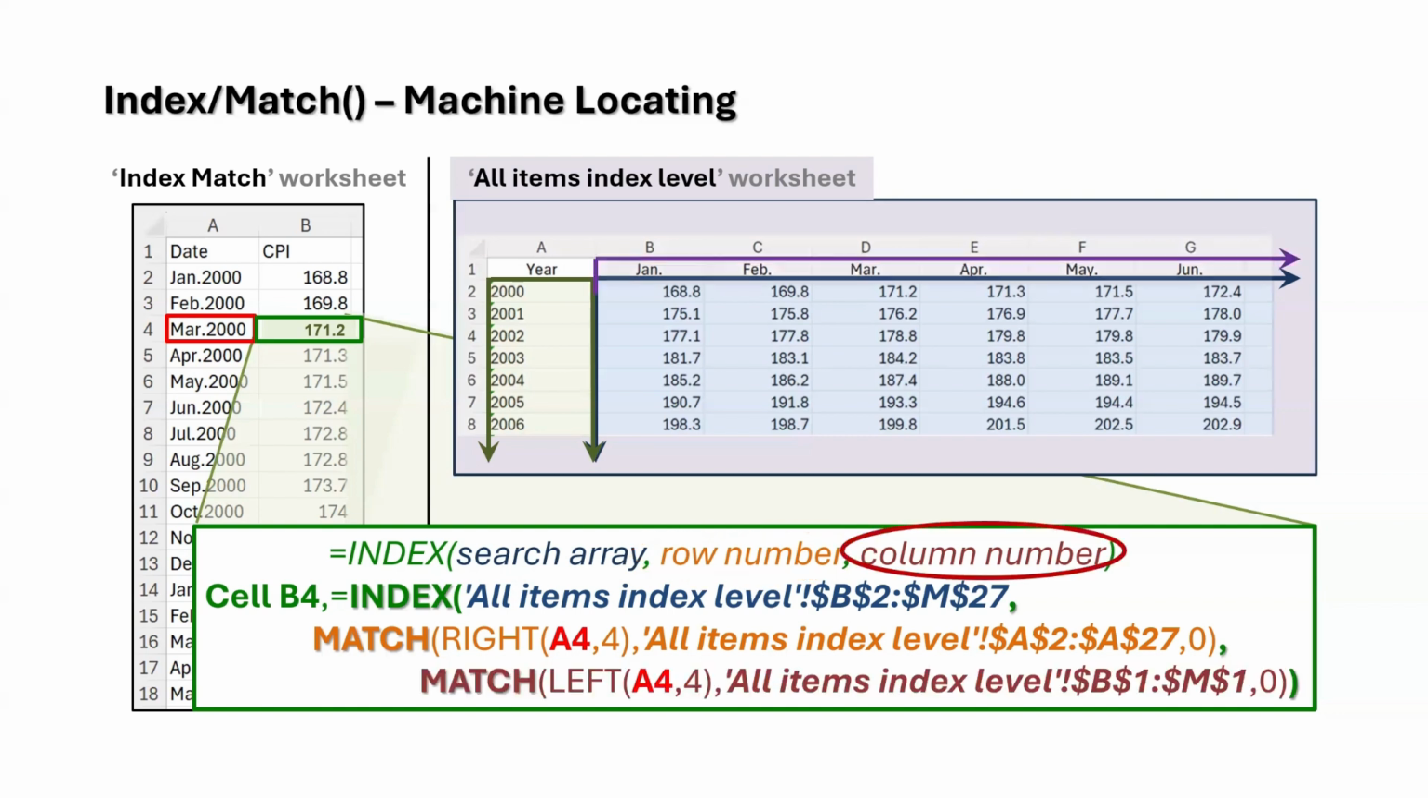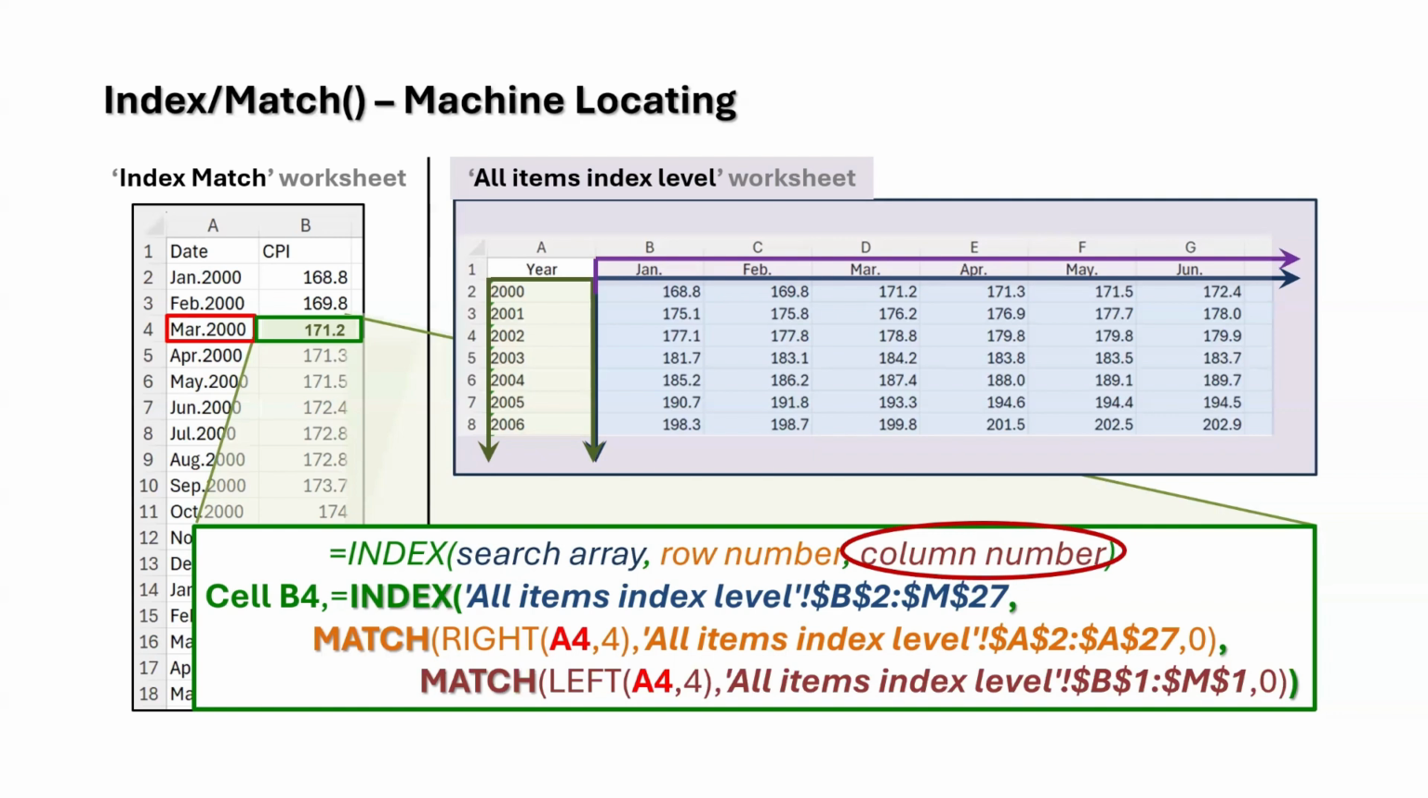Then we're going to look for the column number. We're going to use the same function, except this time, instead of looking at the right four characters of that date value, we're going to look at the left four. So now it's LEFT of A4, look at A4 and pick the left four characters. That's what that function says. And then where do we look for it? Instead of the places we've looked so far, we're going to look in row 1 of this other worksheet, All Items Index Level, and we're going to look at the range from B1 to M1, January to December.